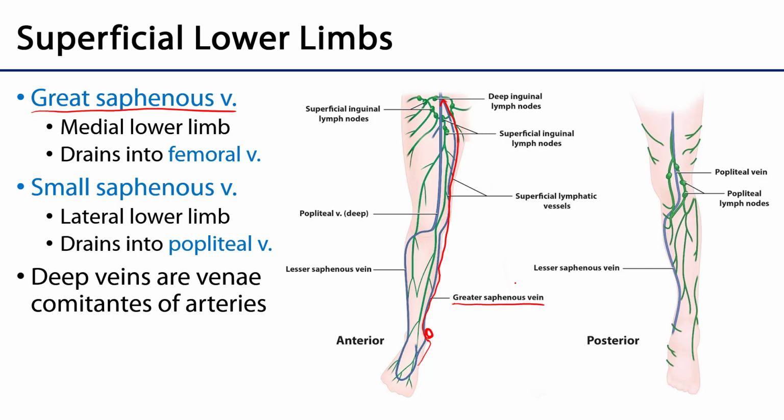The small saphenous vein, also sometimes referred to as the lesser saphenous vein, is going to drain the lateral lower limb. Also draining the foot, this goes up the lateral aspect of the leg. And if we turn to the posterior here, so there's the lateral aspect, and then it turns medial, and it dives into the popliteal fossa, where it's going to join with deep venae comitantes to become the popliteal vein, which is an accompanying vein of the popliteal artery.